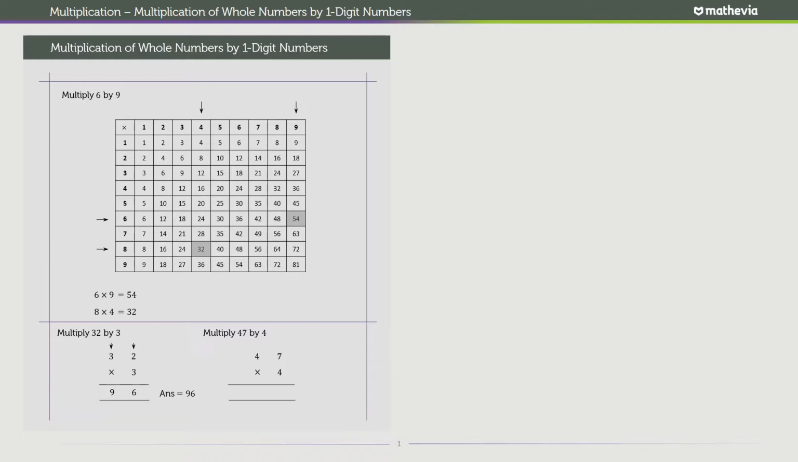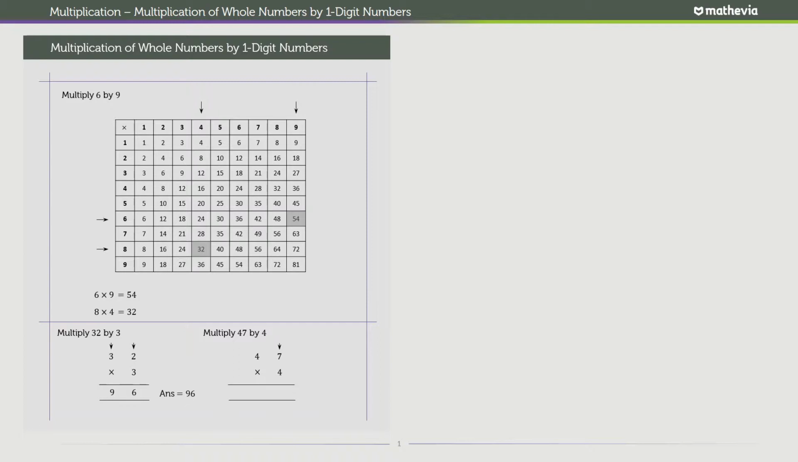Now let's do another one: 47 by 4. Just like before, we multiply digit by digit using our multiplication table. We multiply 7 by 4, and then we multiply 4 by 4. We start off with 7. 7 times 4 is 28, as you'd find with your multiplication table.